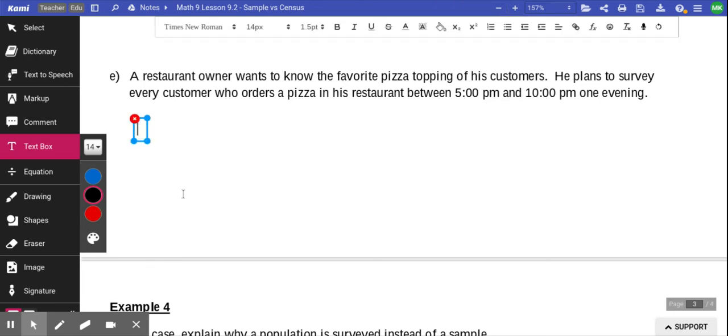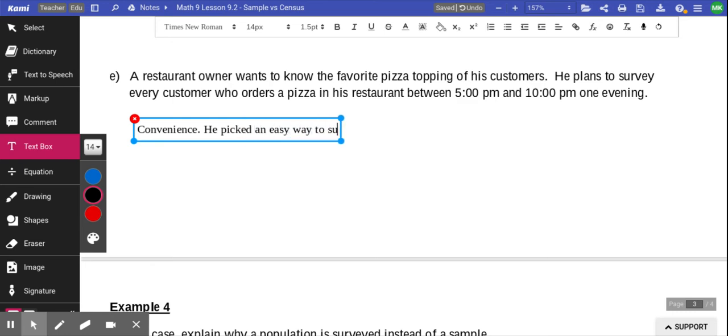That's tricky. You could almost say it's systematic. I would say this is just convenience, though. Right? He just selected a random way to do it. He's like, I'm just going to go from 5 to 10, and whoever answers. Is it E? He picked, yeah, it is E. An easy way to survey people without any real randomness. I should say true randomness.